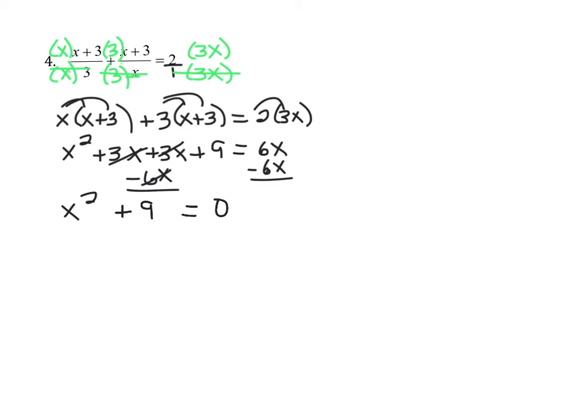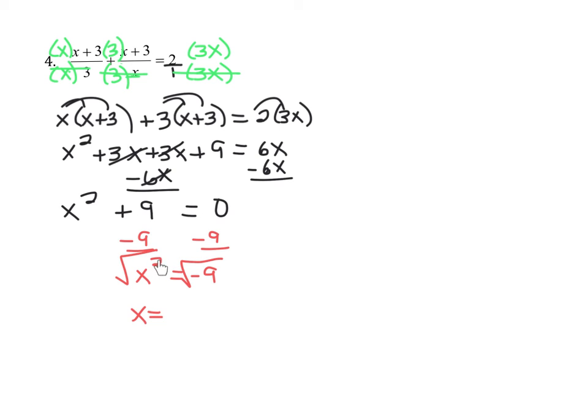Now, the question does say to use the quadratic formula to solve, so we are going to have to use the quadratic formula. I just want to point out, if it did not say that in the directions, a really fast way to solve this, I'll do it in red, would be to just subtract 9 from both sides of the equation, leaving us with x squared equals negative 9. And then you would take the square root.